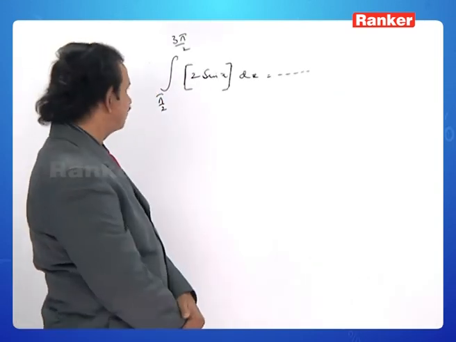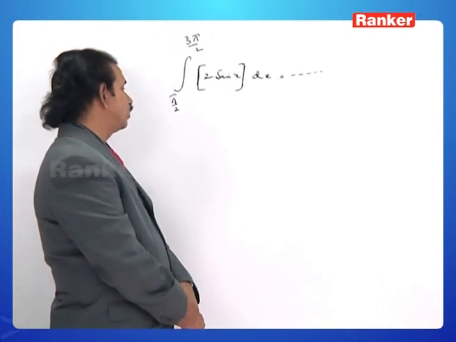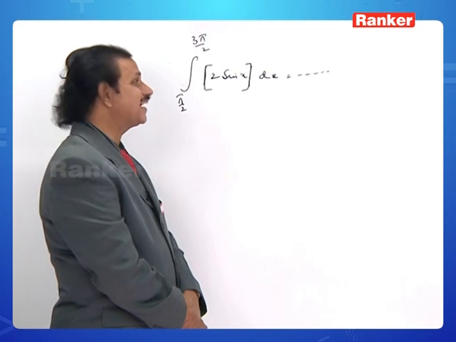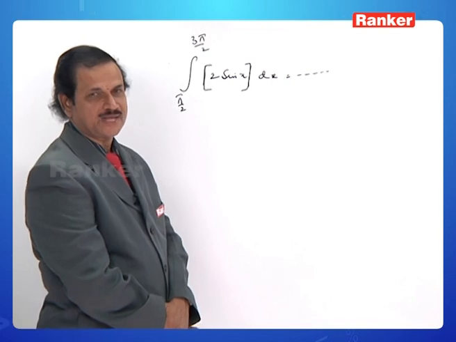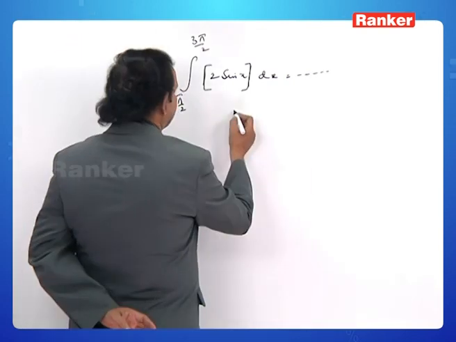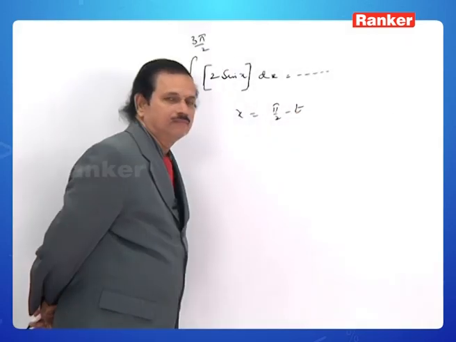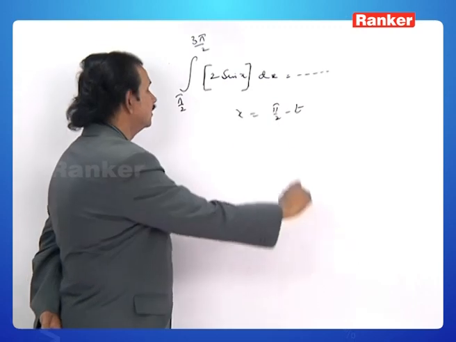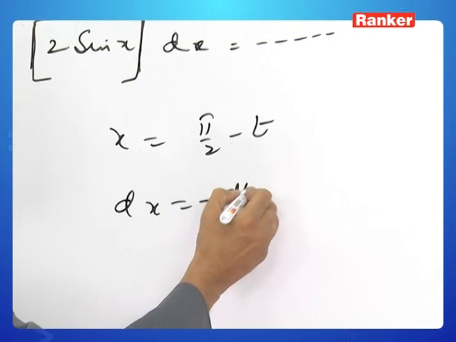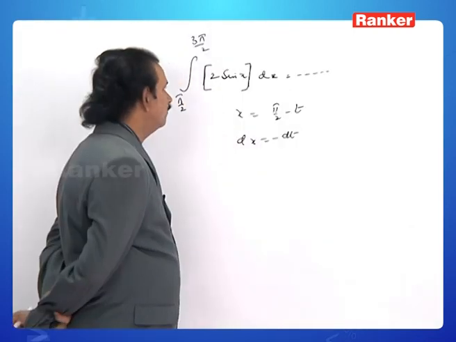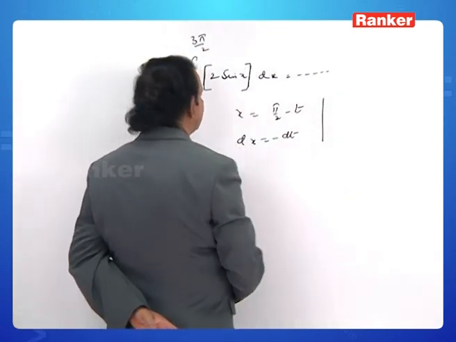Observe the question. The next question before us is the integral from pi by 2 to 3 pi by 2 of the integral part of 2 sin x dx. Let me take x is equal to pi by 2 plus t. What happens? Then dx is equal to dt, and the limits also will be changed.